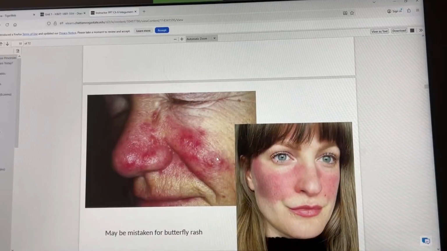This is actually one of those that tend to be worse in men. Most of the things tend to be worse in women, so this is one of those that tend to be worse in men. So you can see how his looks a little bit worse than hers does. Hers looks more like sunburn, and his kind of looks more like, that does look like acne.